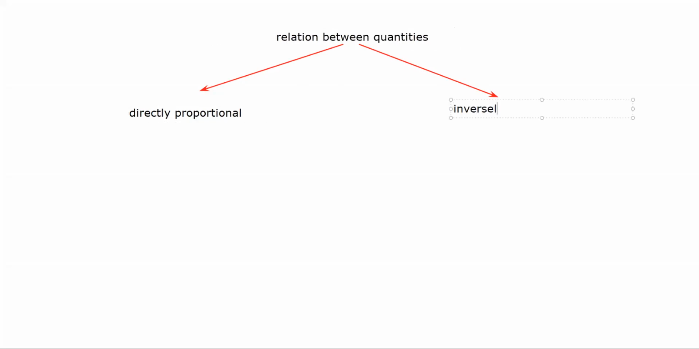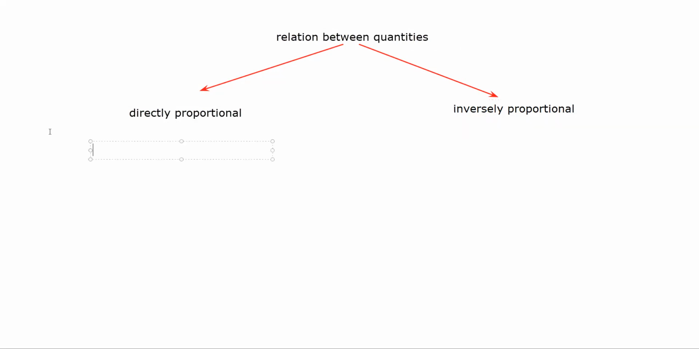The relation between the quantities: there are two types of relation between the quantities. The two quantities may be directly proportional to each other, or they may be inversely proportional to each other. In a directly proportional quantity, what does it mean?